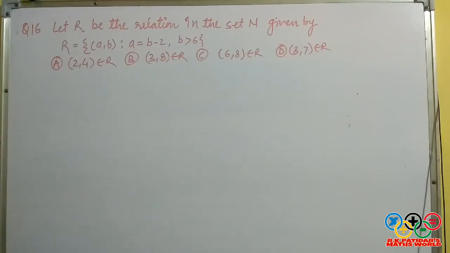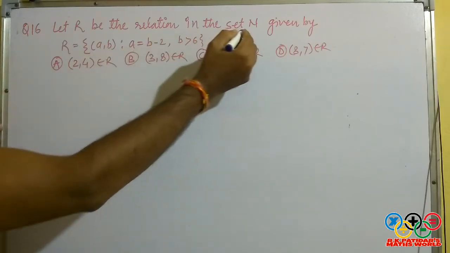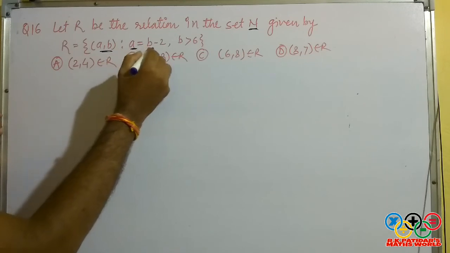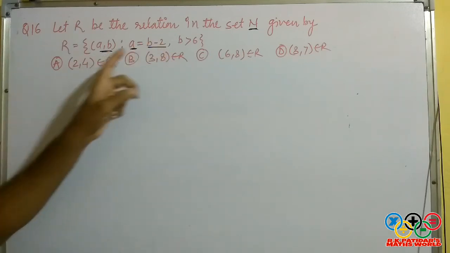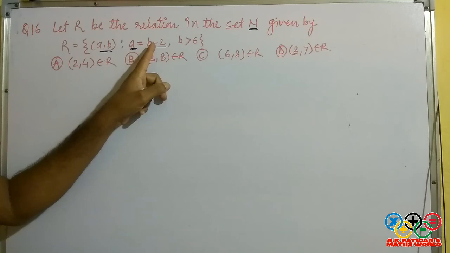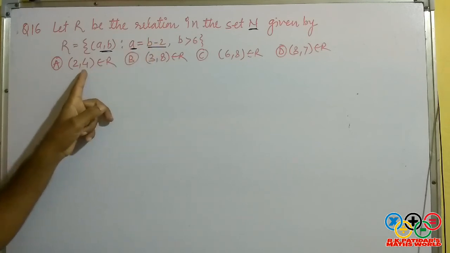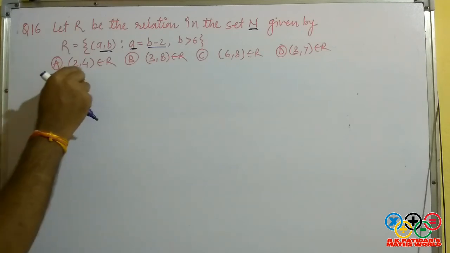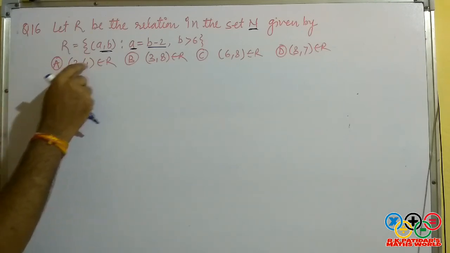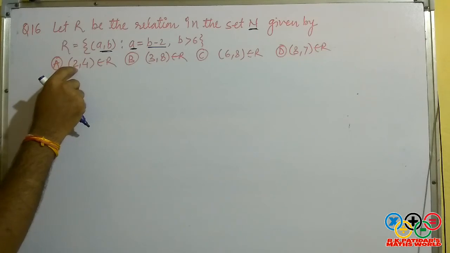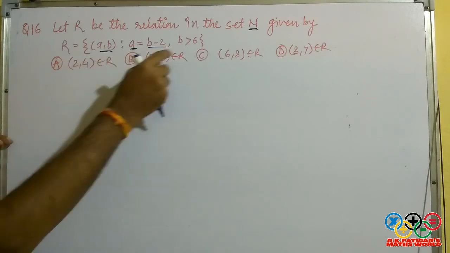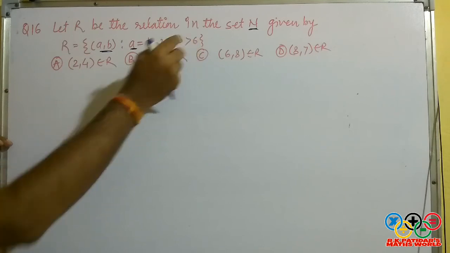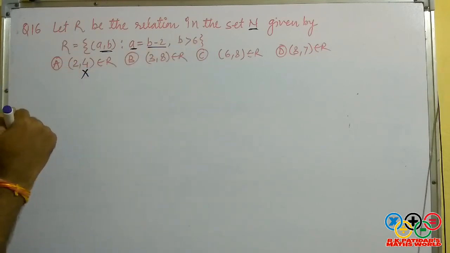See in this question, this relation is given. This is on the set of natural numbers and (A, B) is such that A is equal to B minus 2. ठीक है. A जो है वो B minus 2 होना चाहिए. तो हम यह चेक करते हैं कि कौन सा जो एलिमेंट है इस रिलेशन को सेटिस्फाई कर रहा है. तो 4 minus 2 is 2. But here it is given that B is greater than 6. B 6 से ग्रेटर होना चाहिए. ये आएगा नहीं.